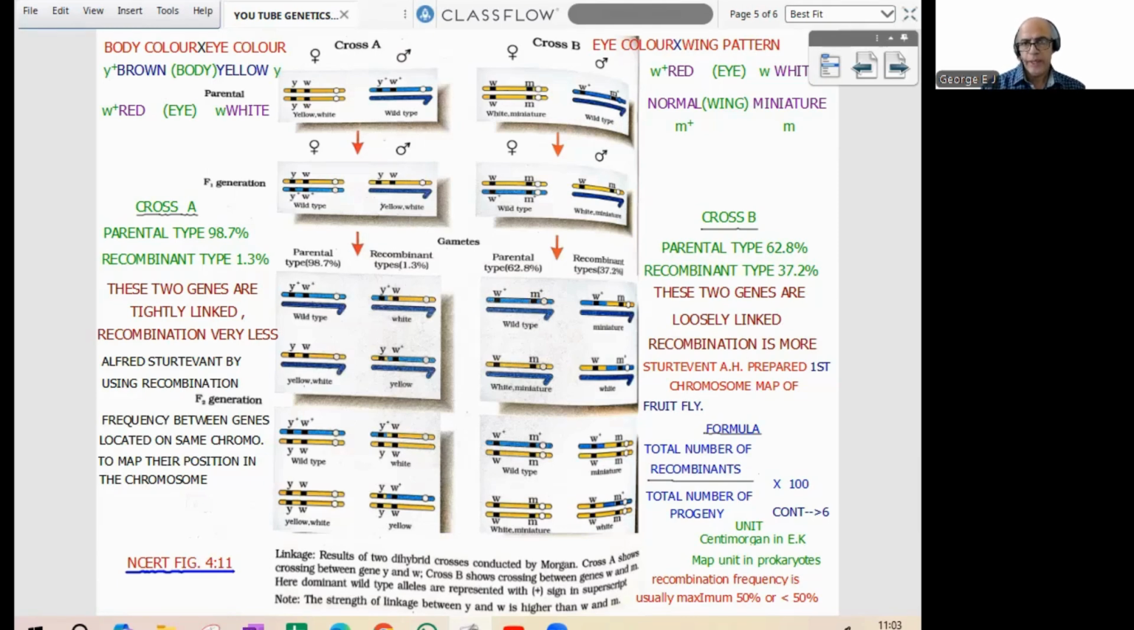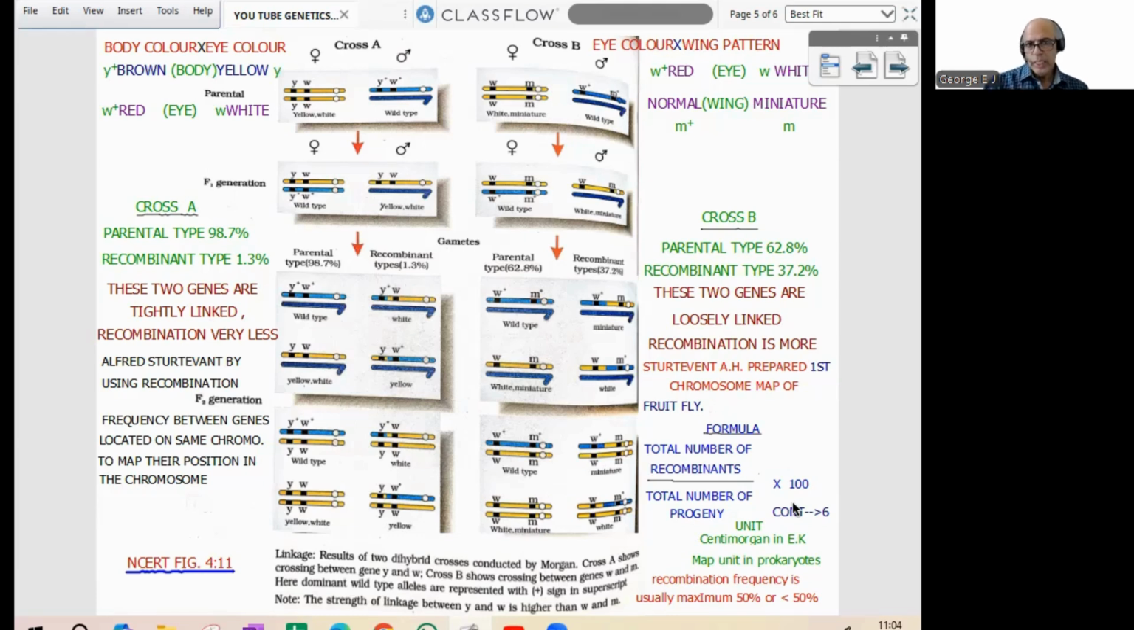And this idea is utilized by a student of Morgan, namely Alfred Sturtevant, using recombination frequency between genes located on the same chromosome. This idea is utilized to map their position in the chromosome. So Sturtevant prepared the first chromosome map of fruit fly using the recombination frequency. How far it is placed, for that there is a simple formula: total number of recombinants by total number of progeny into 100.